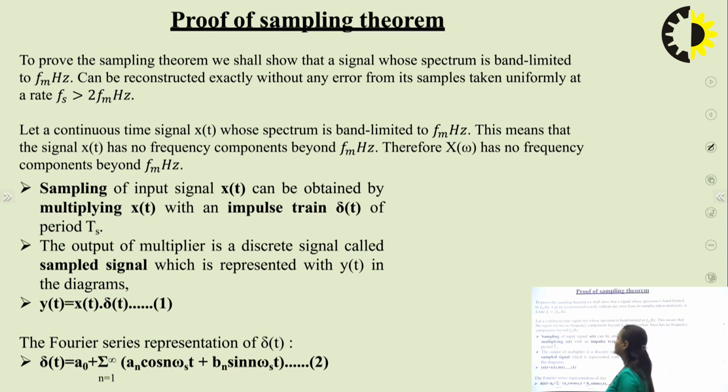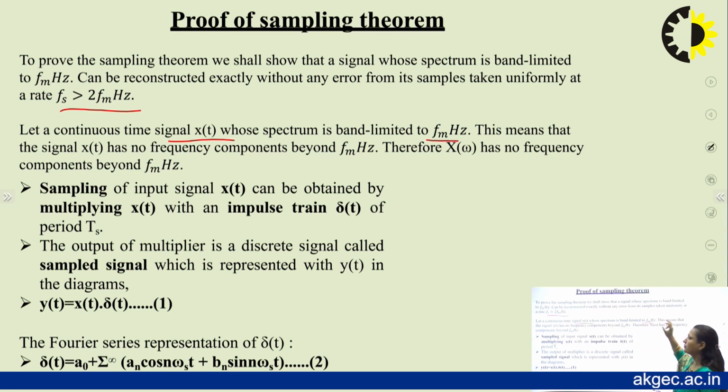So how can it be done? The sampling theorem shows that a signal whose spectrum is band limited to fm hertz can be reconstructed exactly, without any error, if the samples are taken at a regular interval with Fs greater than twice of fm. Let us continue. We are taking a continuous signal x(t) whose spectrum is band limited, with the spectrum from minus fm to fm. This means the signal x(t) has no frequency component beyond fm hertz. Therefore, in the frequency domain, X(omega) has no frequency component beyond fm hertz.